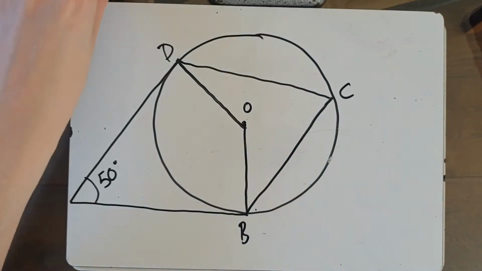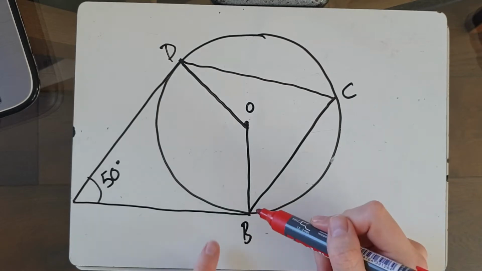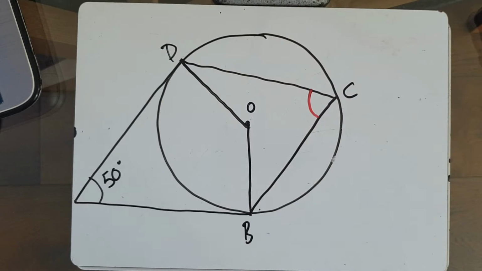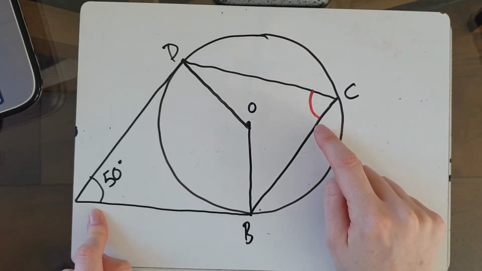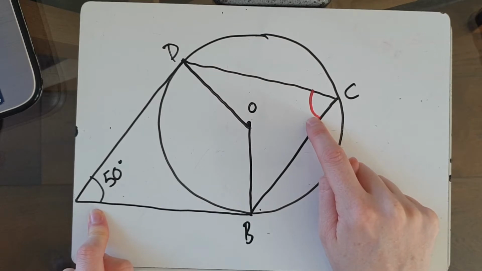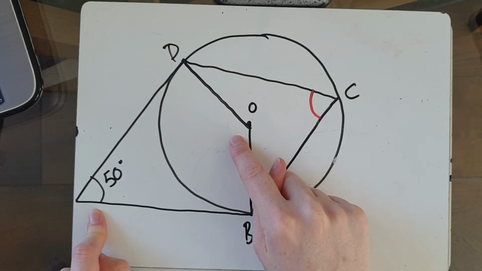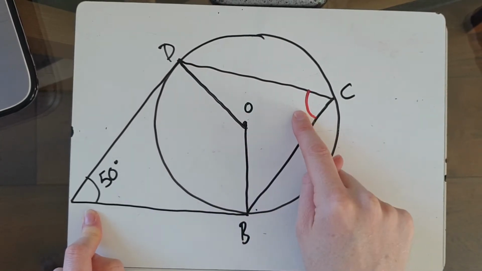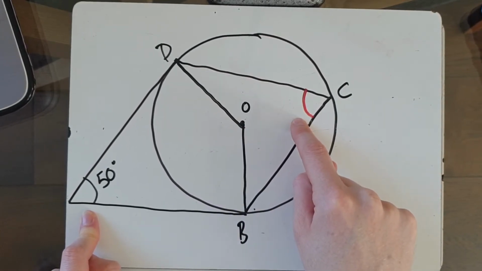Question 2 looks like this, and the question wants us to find angle BCD. So it wants us to find this angle. We've only got this one at the moment. To find this angle, it would be really useful to have this angle, because angles at the centre, subtended from the same arc, are double angles at the circumference. So if we can find this angle, we can find this angle.